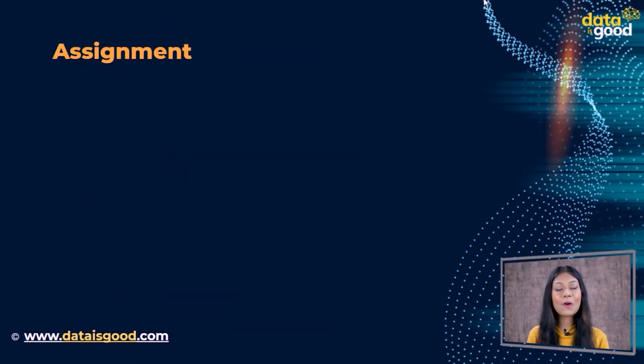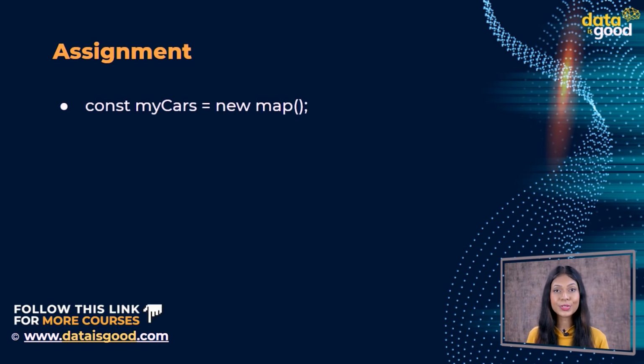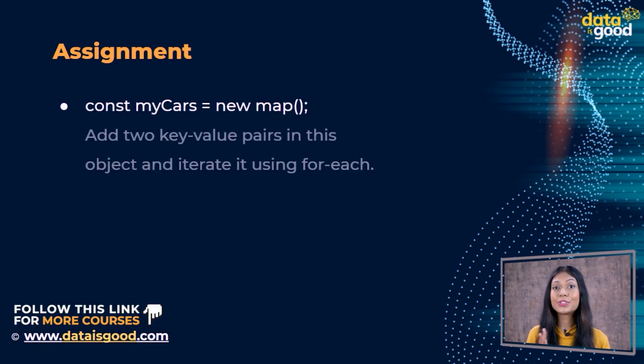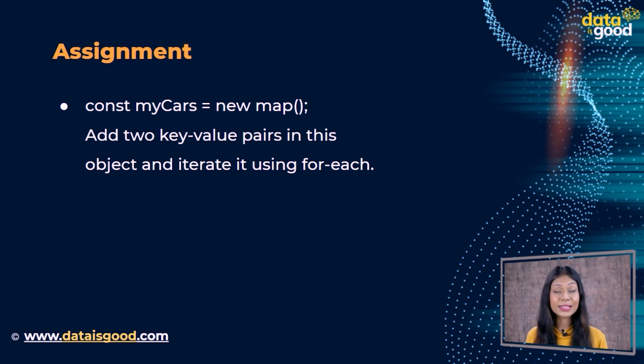Here is a small assignment for you guys now. const myCars = new Map(). Add two key value pairs in this object and iterate it using for each.